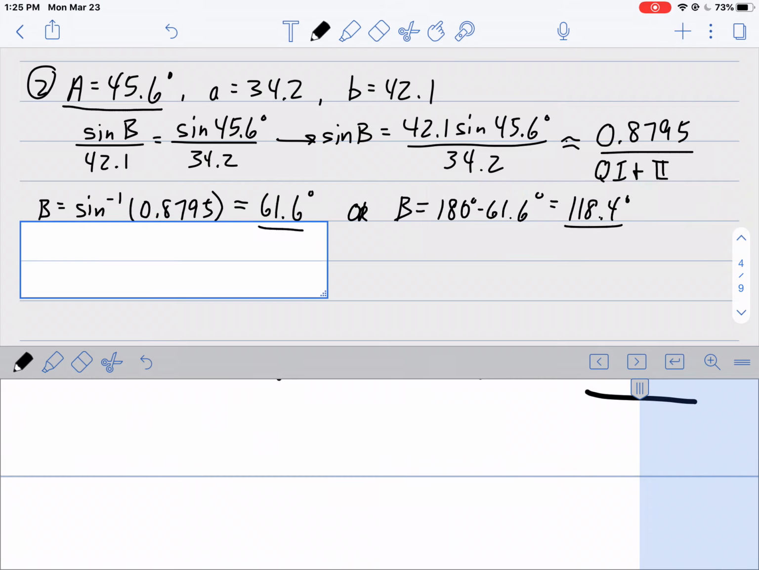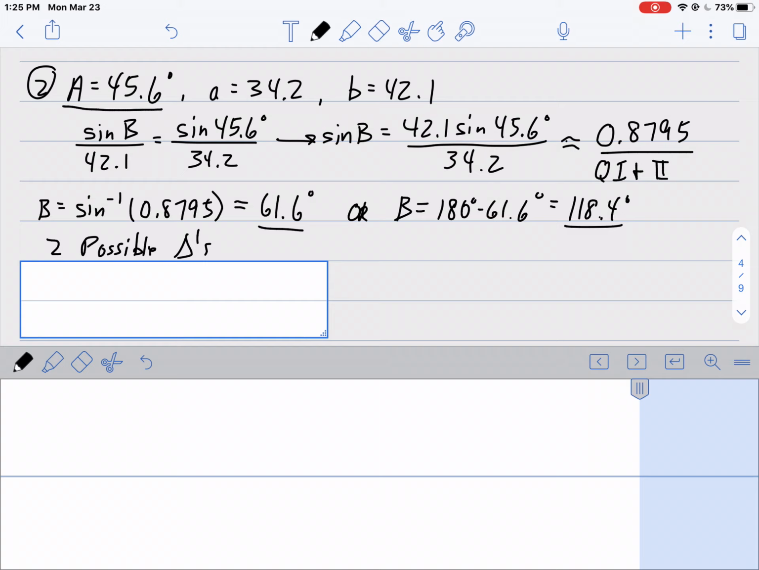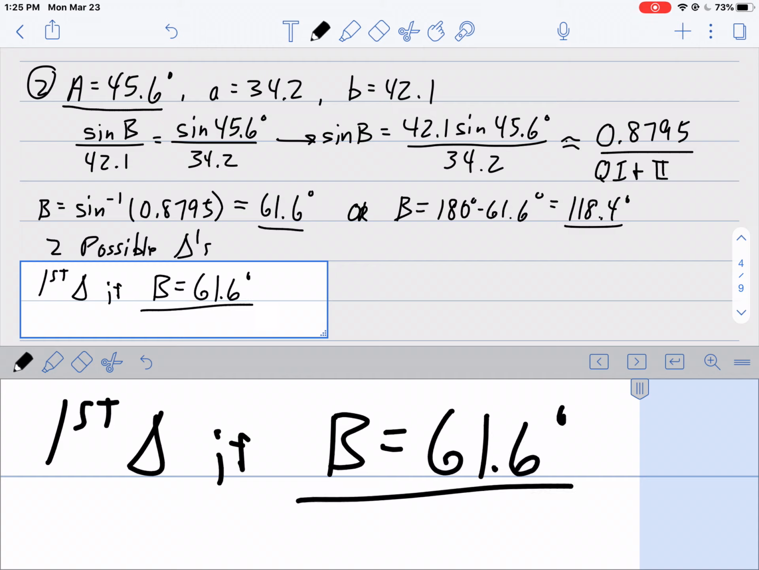So I'm going to say here that there are two possible triangles because there are two different possible values for angle B. And that's why I told you earlier, that's why we call this case the problem child, this ambiguous case, this SSA case. So now I've got to deal with both of them. So let's just say the first triangle, if we take angle B is 61.6 degrees, and so then we'll go through as we did before.